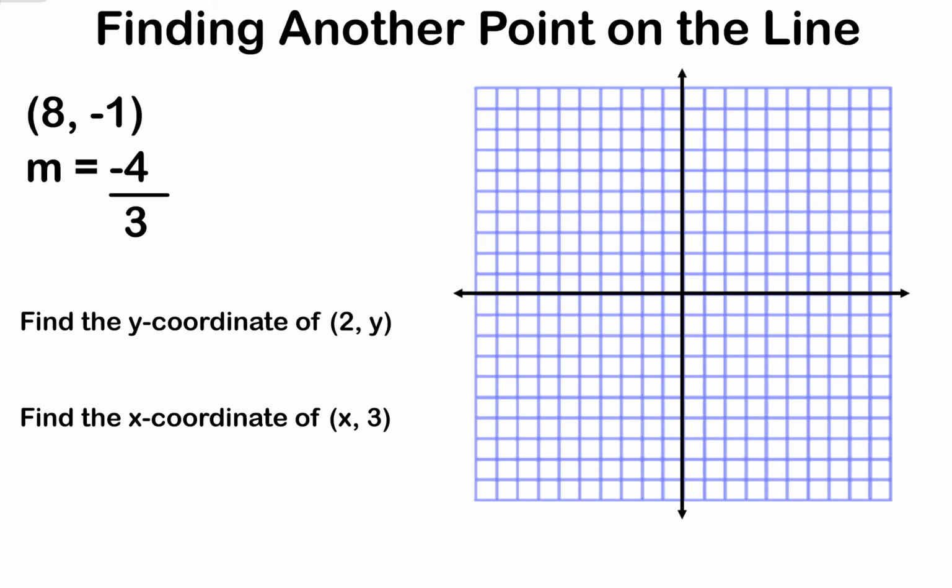Let's find another point on a line. So I'm going to start by graphing my point (8, -1), and then I'm going to use my slope that's given to me, which is -4/3. So I'm going to go down 4 and over 3, and I end up off of my graph. So what do I do if this happens? I actually want to take 4 over -3. These are equivalent, so then I'll go up 4 and to the left 3. And I'll do it again.